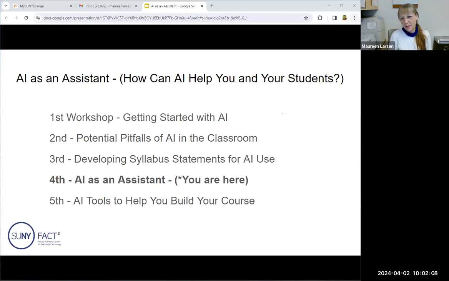So this is part of the series that the FACT2 has presented for AI. The first workshop was getting started with AI. Second was potential pitfalls of AI use in the classroom. The third was developing syllabus statements for AI use. Today, you are here, AI as an assistant. We're going to try to focus on the helpful ways to use AI. And the fifth presentation is going to be AI tools to help you build your course. And all presentations are recorded and shared. So if you missed any, please catch up on the recordings.